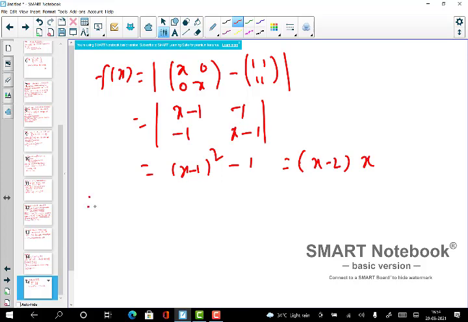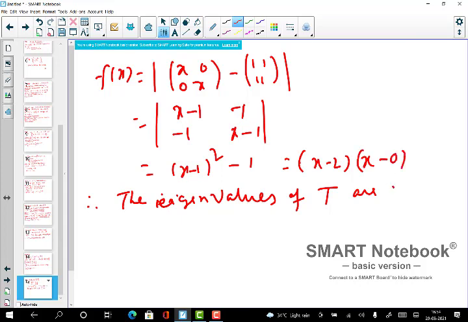Hence the eigenvalues of T are, it means x minus 0 actually, so 0 and 2, which are distinct, right? So thus T is diagonalizable, right? We just proved it.